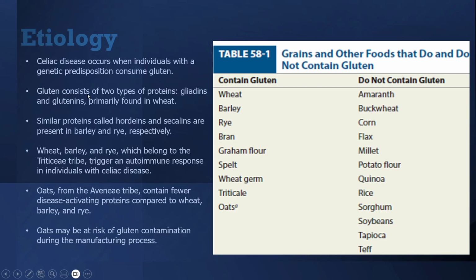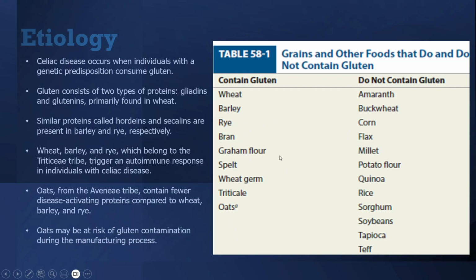Gluten consists of two types of proteins, gliadin and glutenin, primarily found in wheat. Similar proteins called hordeins and secalins are present in barley and rye, respectively. Wheat, barley, and rye, which belong to the Triticeae tribe, trigger an autoimmune response in individuals with celiac disease. Oats from the Aveneae tribe contain fewer disease-activating proteins compared to wheat, barley, and rye. Oats may be at risk of gluten contamination during the manufacturing process.